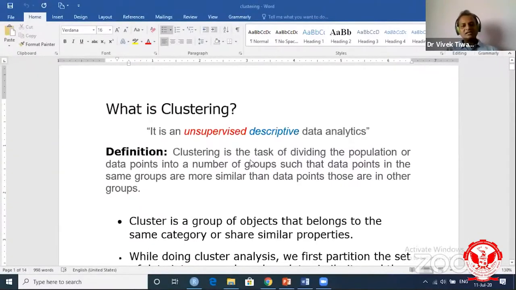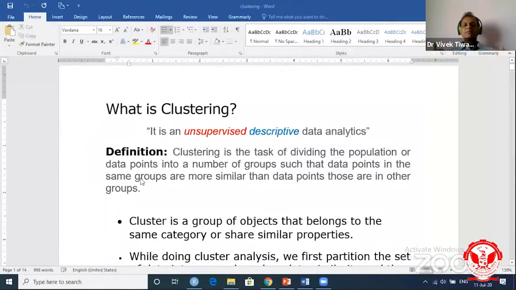Clustering is the task of dividing the population or data points into a number of subgroups, that we normally call clusters, such that the data points in the same group or same cluster are more similar to each other than the data points that belong to another group. What is the meaning of that? Whatever the data set is given to you, you apply the clustering process. The clustering process will divide your data into a number of subgroups. The subgroups are called clusters.